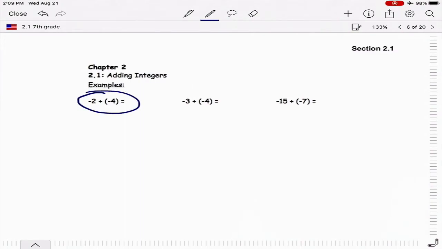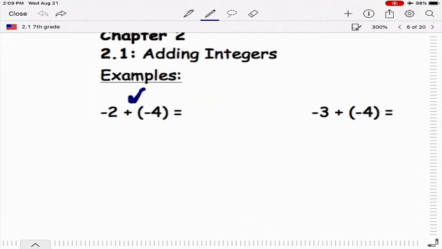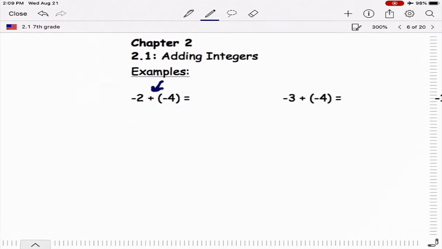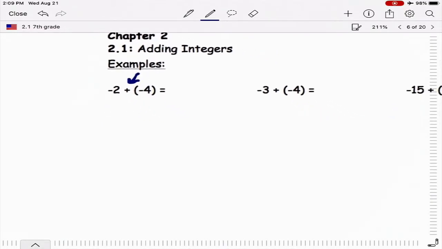So here, there's a plus sign. Please understand, there has to be a plus sign in between in order to do this. If there's a minus sign, a multiplication symbol, or a division symbol, you're not doing this. Only when there's a plus sign. Just ask yourself, are signs the same? If signs are the same, then add them.